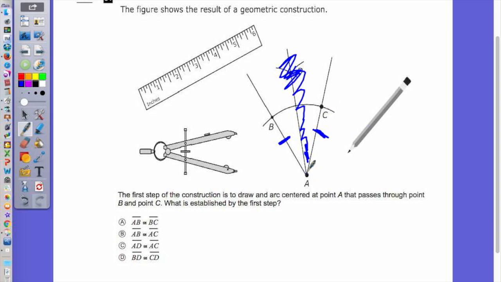And look at your other choices. AB and BC, like we don't even have a line there drawn to BC. AD, well, they said the first step. And BD, again, D is in the second step. The first step just deals with points A, B, and C. Okay, do we get 34?